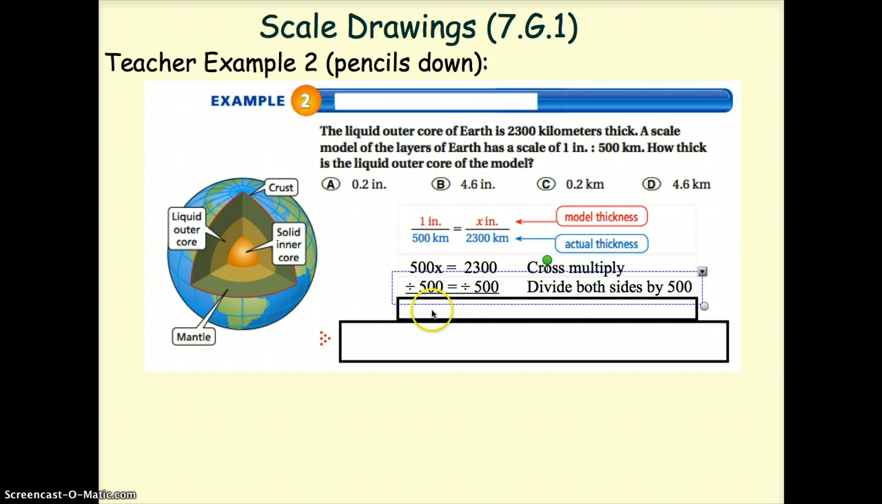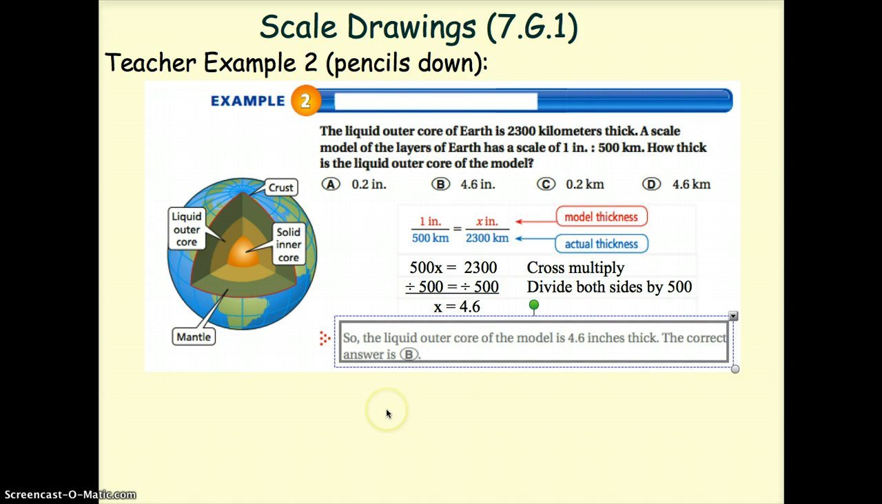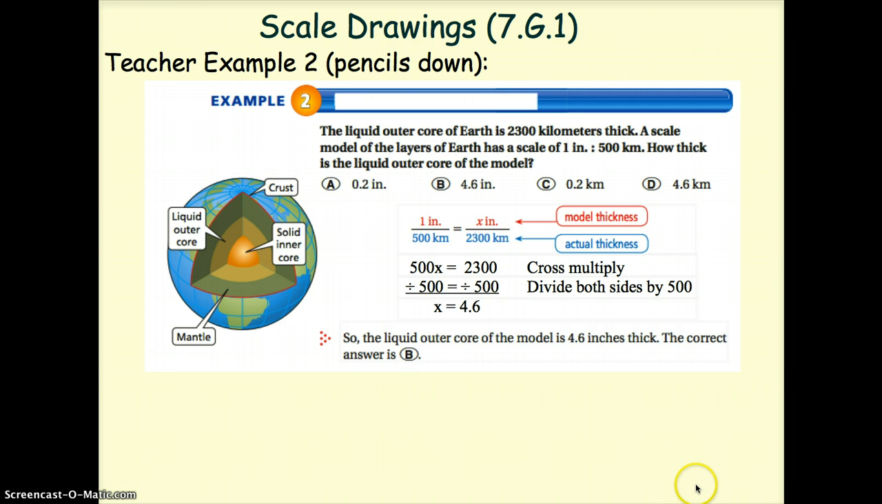Okay, when I do that division, notice this will be a little tricky, but I do find that 500 goes into 2,300 4 6/10 times. So my final answer is the liquid outer core of the model is 4 6/10 inches thick. So my correct answer here is B. Obviously my drawing here is not drawn to scale, as my model would be much larger. Okay, so again all I'm doing here is setting up my proportion, cross multiplying, and dividing.